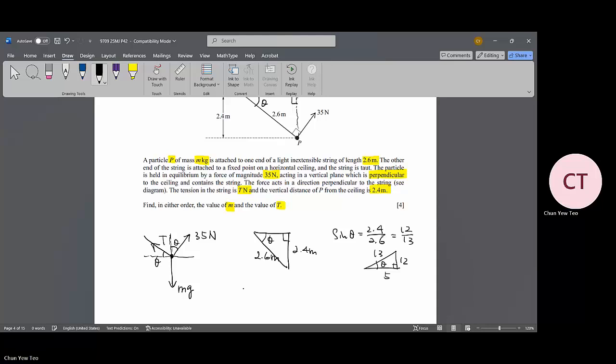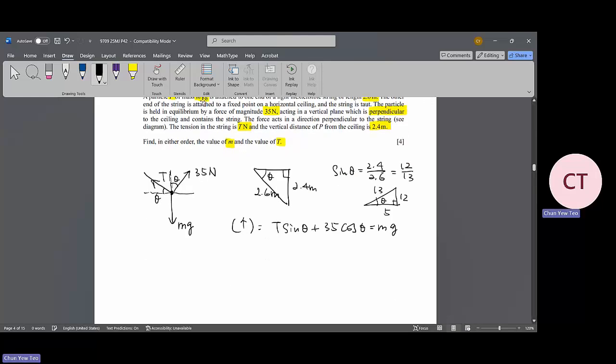If you resolve the forces vertically, you have d sine theta plus 35 cos theta is equal to mg. So sine theta is 12 over 13 d plus 35 multiplied by 5 over 13 is equal to 10m. So we can have 12d plus 175 is equal to 130m. That will be your equation number 1.